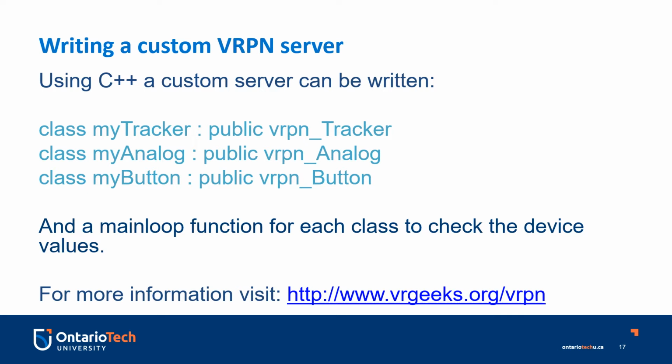To write a VRPN server, it is necessary to write a class for the required type of device that we will use, like the VRPN tracker, VRPN analog, or VRPN button. A custom server could have a mix of all of these three classes. A main loop function is required to check the device values, the device information, and prepare it to send to the client when it is requested.